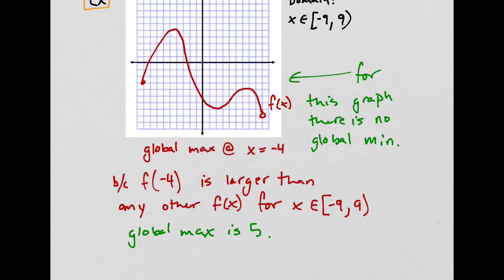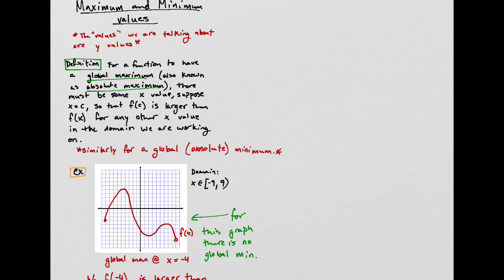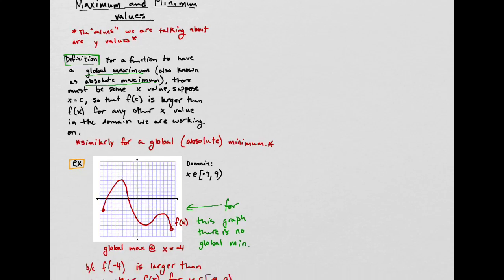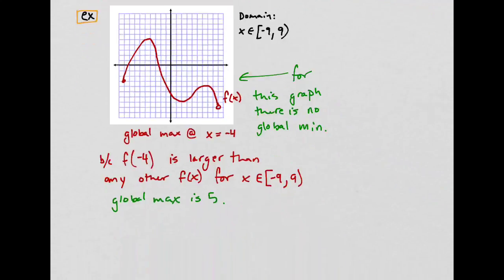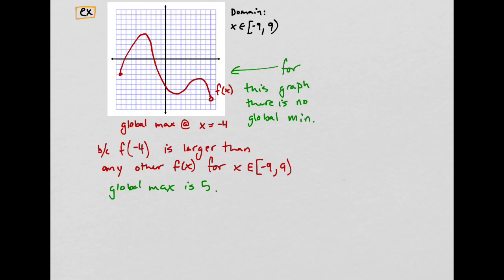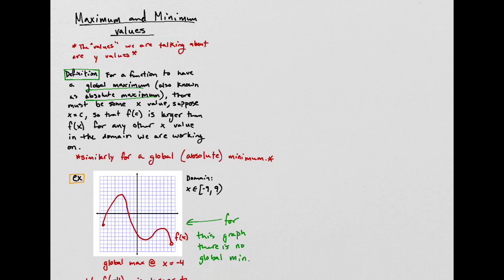So that's the idea behind a global maximum or a global minimum, also known as absolute maximum or absolute minimum. That's very, very important that you understand. The idea that we're talking about intervals is very important. So let's talk about relative maximum and relative minimum, or local instead of global.